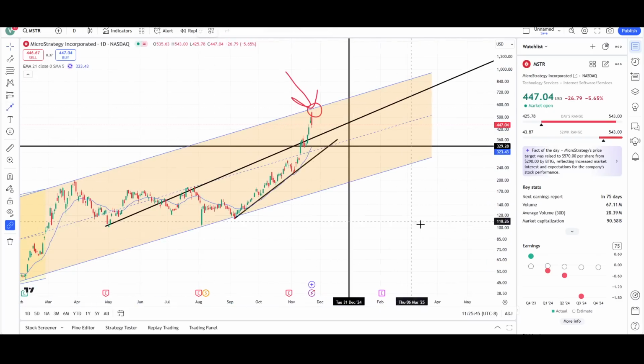Market structure says that when price hits one side of a channel, it'll work its way to the opposite side. And the opposite side is right over here, right? So this is sub 300s, like in the 200 level. So it could pull back that far, or if it just trades sideways, maybe it pulls back to the 320. But we'll have to wait and see.